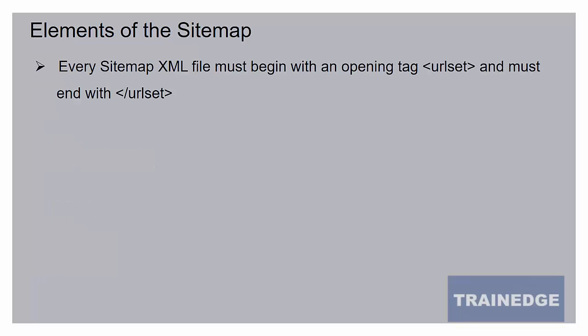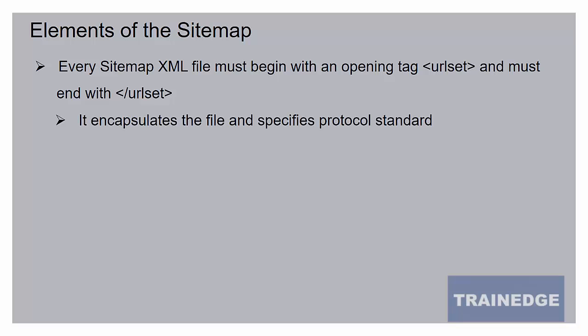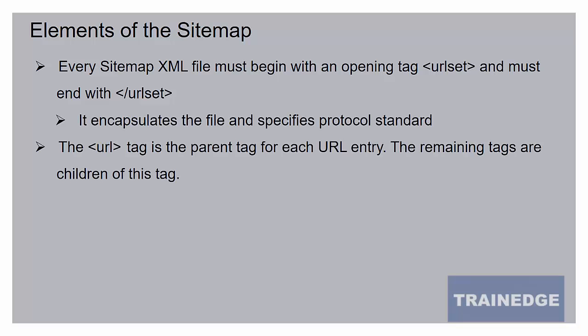The opening tag in the sitemap is URL set. So everything in the XML sitemap is included between the URL set and end URL set tags. It's going to include the protocol, and then the URL tag itself is the parent tag for each URL entry, or each page entry, in your sitemap. Everything about the page is included within the URL tag.